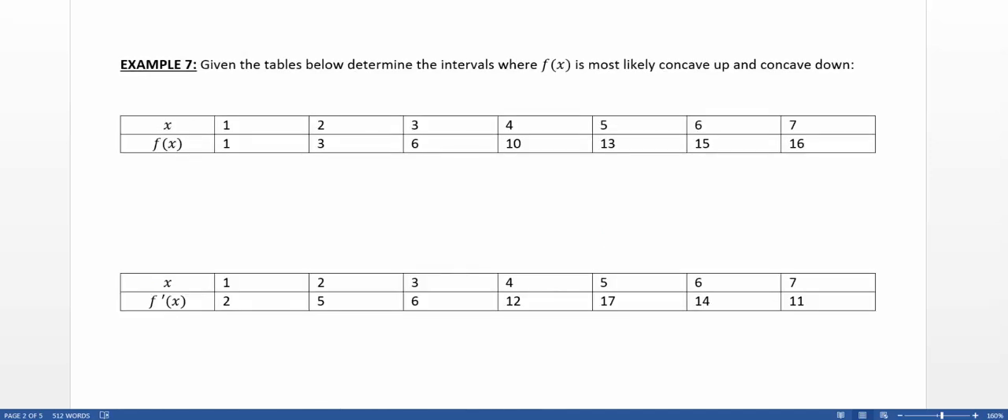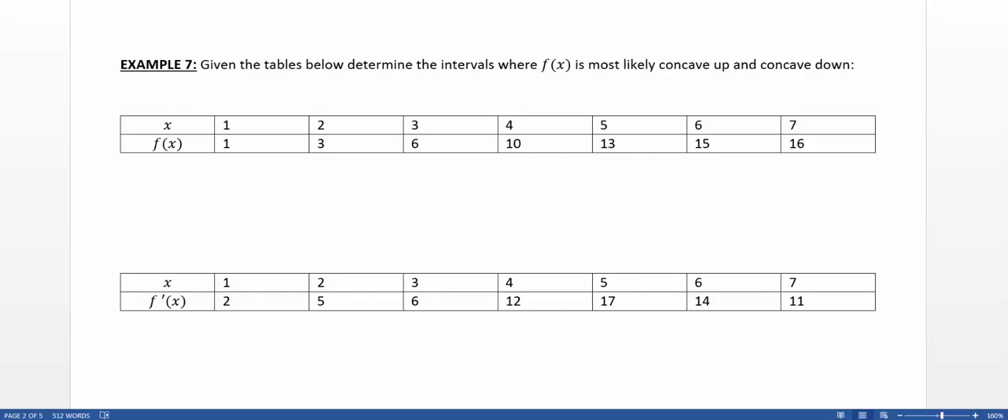So far, we've been doing most of our analysis on graphs, and graphs are something we're going to spend a lot of time with in this course, but I want to show you that we can also apply some of these rules to our tables. So example 7, given the tables below, determine the intervals where f of x is most likely concave up and concave down. We've actually done this before, back when we looked at average rates of change. We talked about how concavity is based on whether average rates of change are increasing or decreasing.